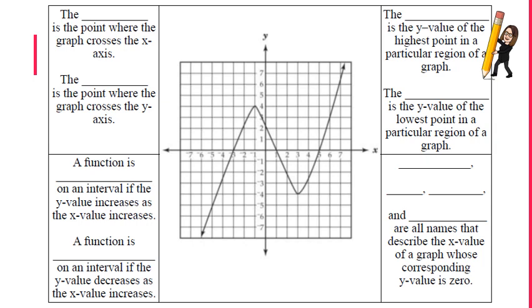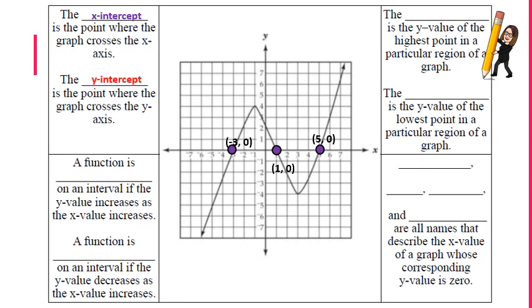First, we want to go over intercepts in the top left. So the blank is the point where the graph crosses the x-axis. You're familiar with this. That is the x-intercept. So in this particular graph, we have 3 x-intercepts. You identify intercepts using their full coordinate name. So (-3, 0), (1, 0), (5, 0).